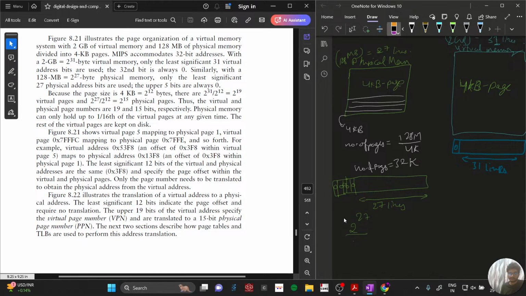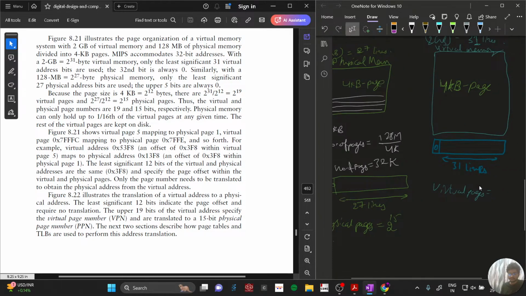Okay, here I wrote that already. Physical pages are 2 power 15, and virtual pages equal 2 power 31 divided by 12, that is 19. So there is a difference of 4 bits. So this requires 19 bits and this requires 15 bits.